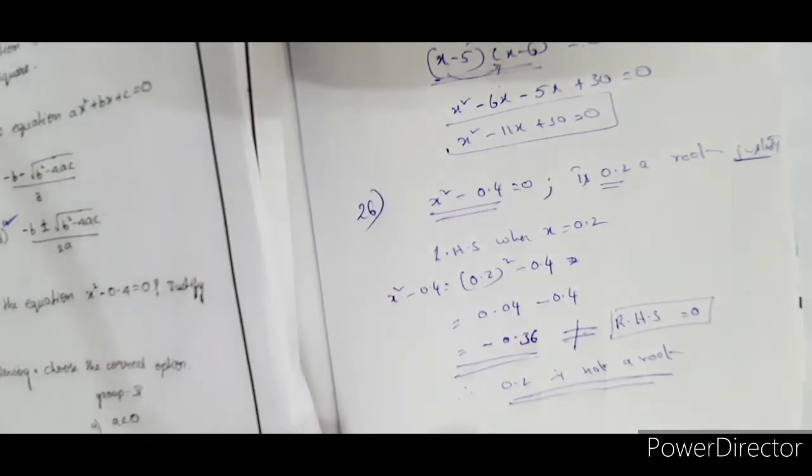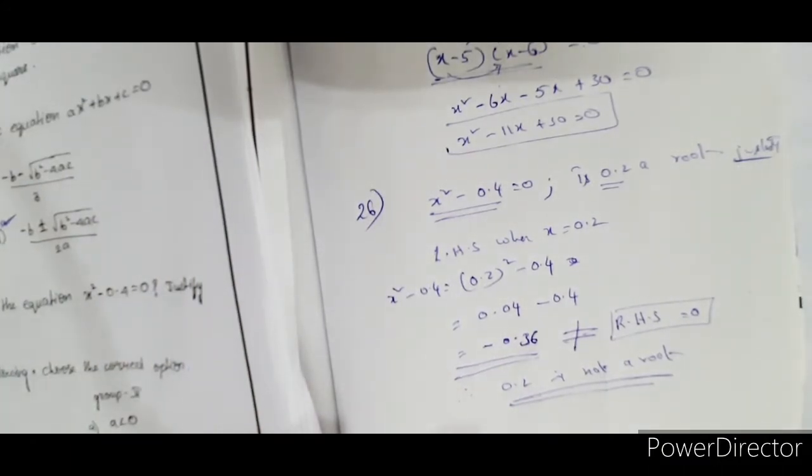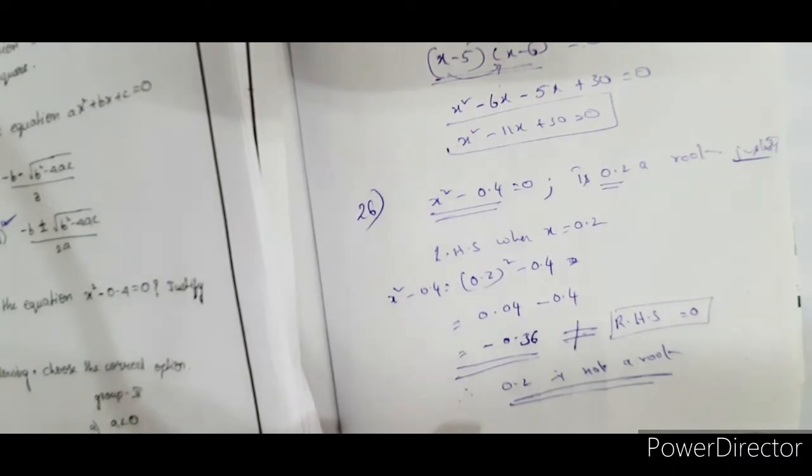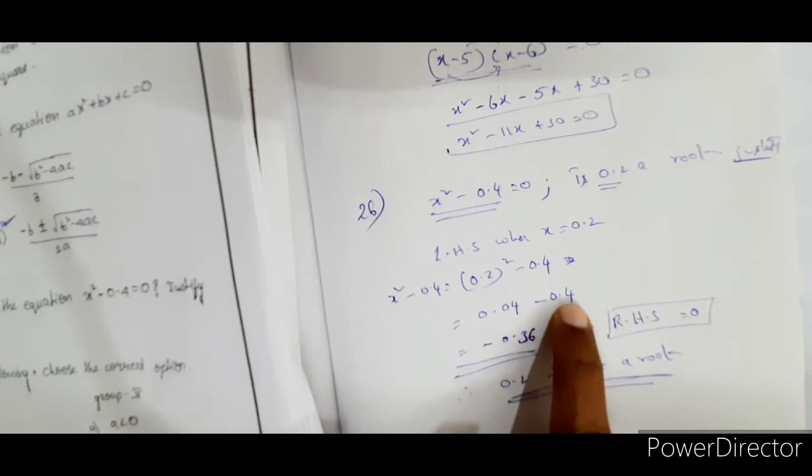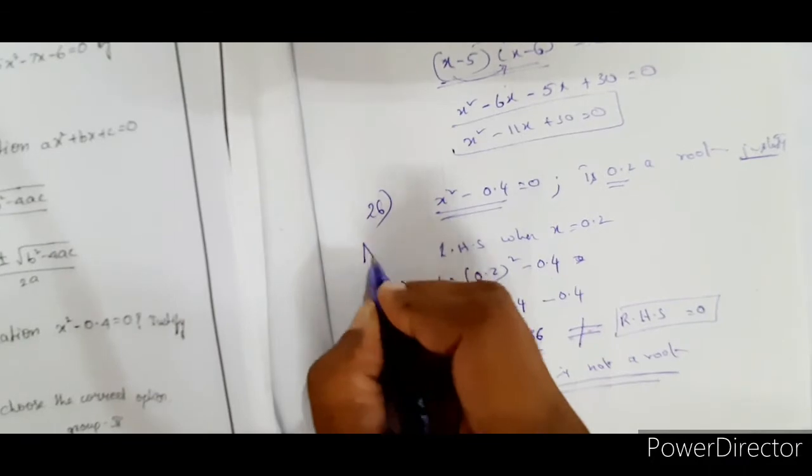Whenever something is given to us to verify whether it is a root or not, the simplest way is to just substitute that particular value in place of x, then find the LHS value. If the LHS is equal to the RHS, then only can it be a root of the given equation. Here 0.2 whole square is 0.04. 0.04 minus 0.4 is minus 0.36, which is not equal to 0. Hence it is not a root. Clear? A very important problem.